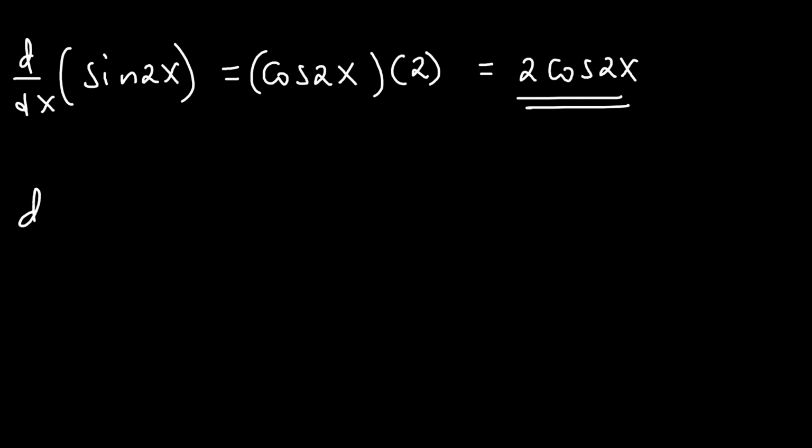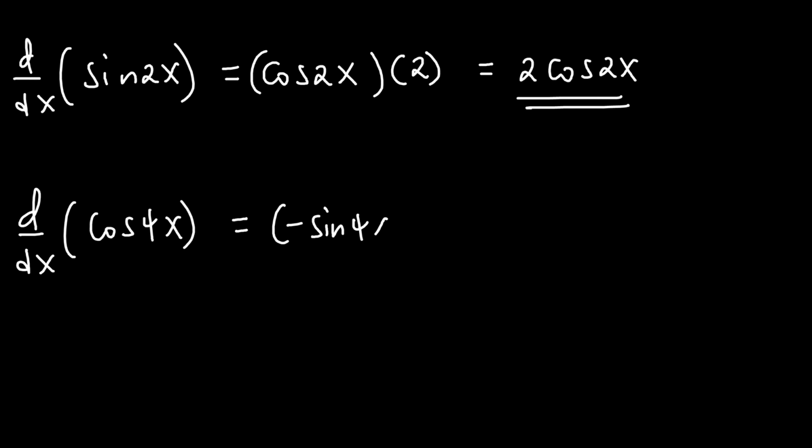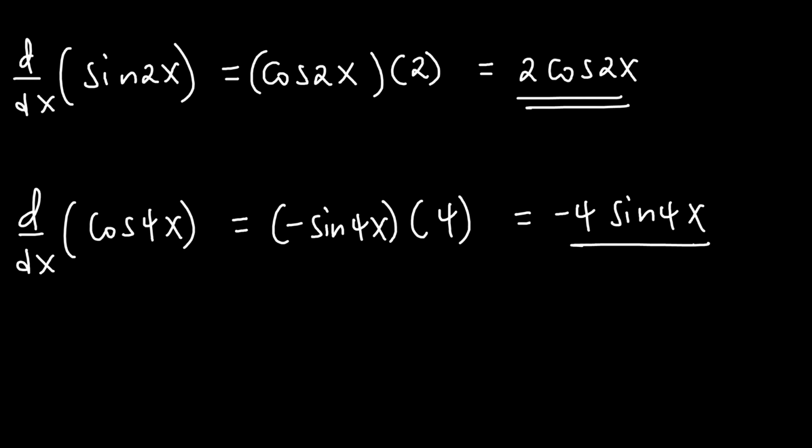Now you try out this. Find the derivative of cosine 4x. We know that when we differentiate cosine, we get negative sine. So we shall write negative sine 4x. And then when you differentiate 4x, you get 4. So this will be multiplied by 4. And so our final answer will be negative 4 sine 4x.